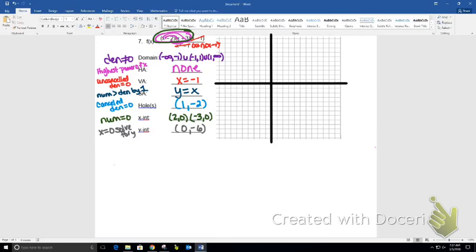Remember, you don't graph the domain, but you're going to graph your vertical asymptote at x equals negative 1. So go to where x is negative 1. And remember, x is negative 1 all the way up and down that line. If you pick any point on this line, it's negative 1 comma some number. Okay, that's that vertical asymptote.